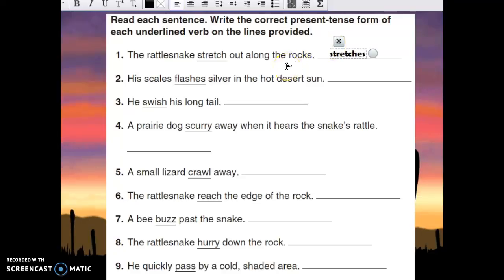Let's look at one that's a little bit different. Let's go down to number 8. It says, the rattlesnake hurried down the rock. Okay? So the rattlesnake needs to make sense. It doesn't make sense right now. It needs to say the rattlesnake hurries down the rock. So to change this, I notice it ends in a consonant and a Y. And there is a rule on that one.